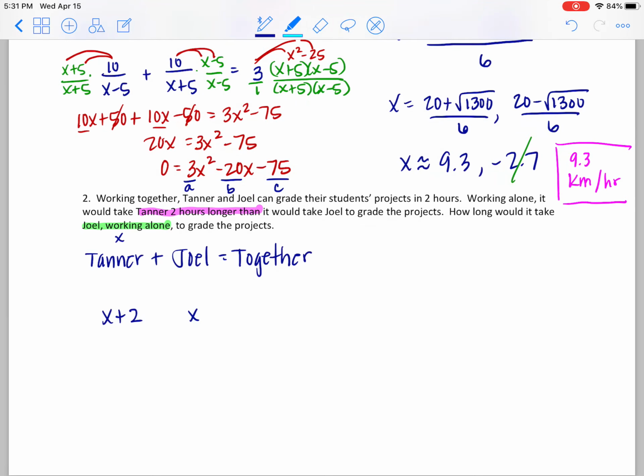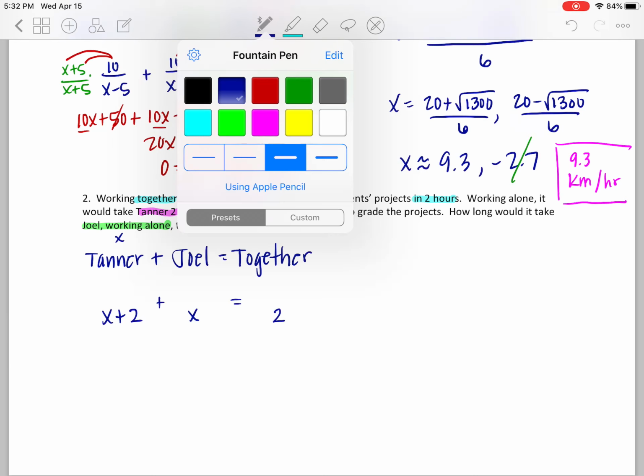And then together gives us, let's see, right here. Together it says they grade the projects in 2 hours, right? That's together. So over here, we're going to go with 2. Now, if I left the equation like this, and I purposely left the plus and equal a little high there, this wouldn't make any sense. If I had 2x plus 2 on this side and 2 on this side, subtract the 2 to make a 0, and then divide, we get 0 for an answer. Would Joel take 0 hours to grade projects?